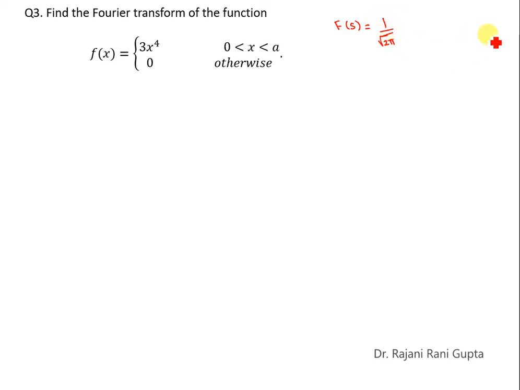Generally we express it in terms of t, but here it's okay. If you want to change the formula as per your question, as your function is in x, you can modify the formula as f(x) e^(-iota s x) dx. Means you can convert the variable t in terms of x.